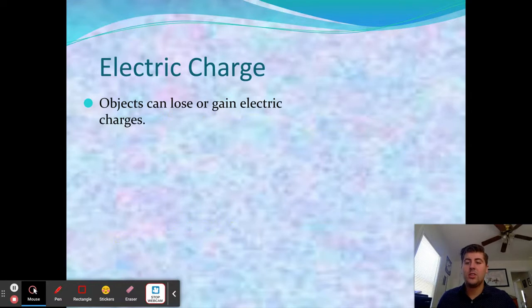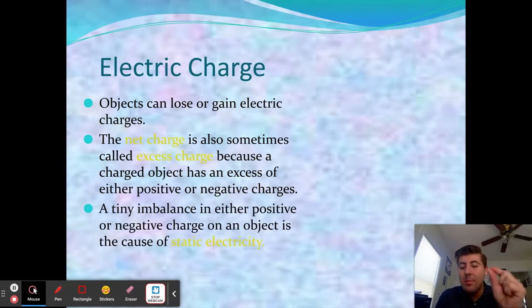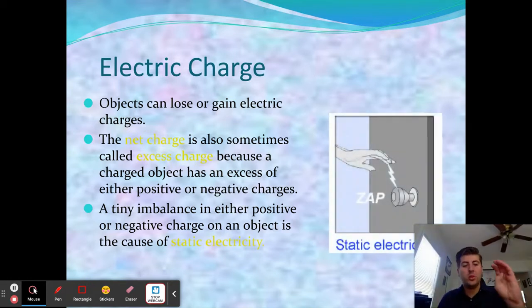With electric charge, objects can lose or gain electric charges. The net charge is also sometimes called excess charge because a charged object has an excess of either positive or negative charges. A tiny imbalance in either positive or negative charge on an object is the cause of static electricity. So when you reach towards that metal door handle and you get zapped, it's because there's an imbalance there, right? We've got more positive or negative charge than we need, and it's trying to balance itself out.